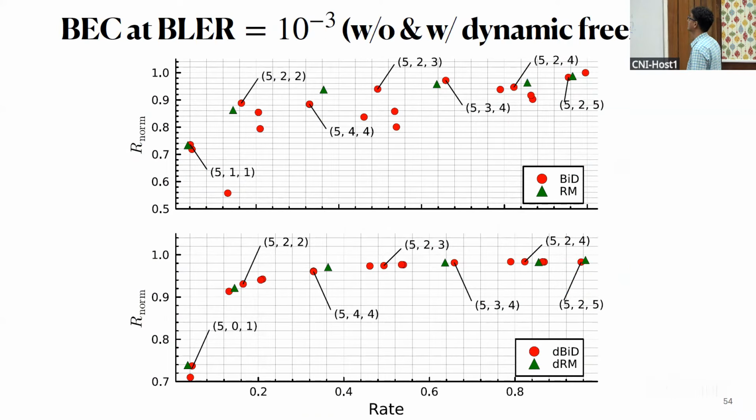And this is again a scatter plot for the binary erasure channel at a particular block error rate. On the x-axis, you have the rate of the codes. On the y-axis, you have what is known as a normalized rate. So you take the rate of the code divided by the information theoretic converse rate, the best rate that you can achieve. And if R norm is close to 1, that means that your code is good. Okay? So this is without dynamic freezing for all BID and Reed-Muller codes, and this is with dynamic freezing. Okay? So at least some of the BID codes come very close to Reed-Muller, even without dynamic freezing.